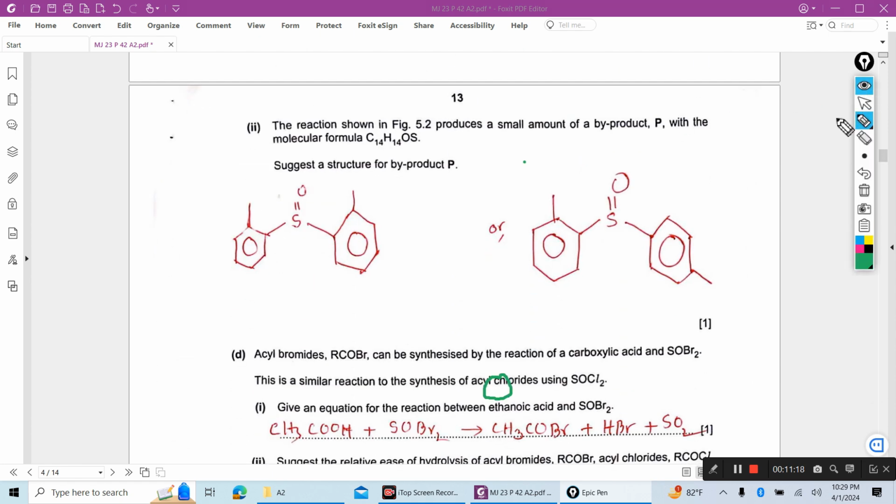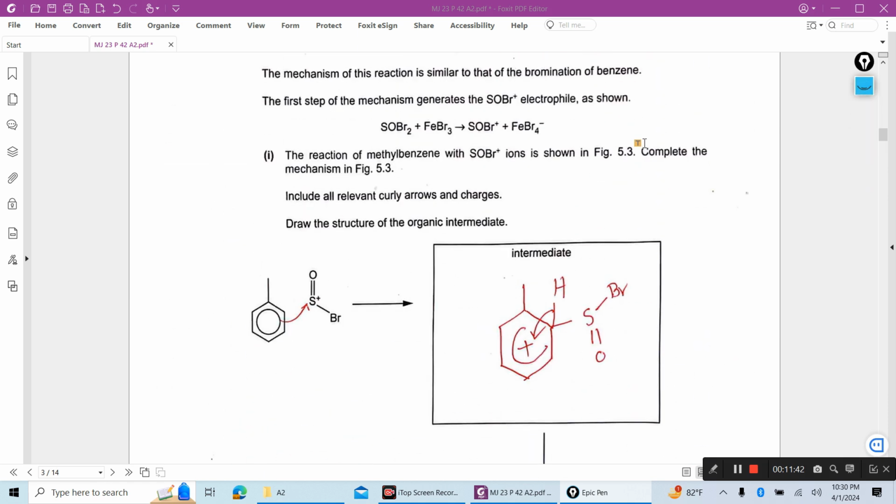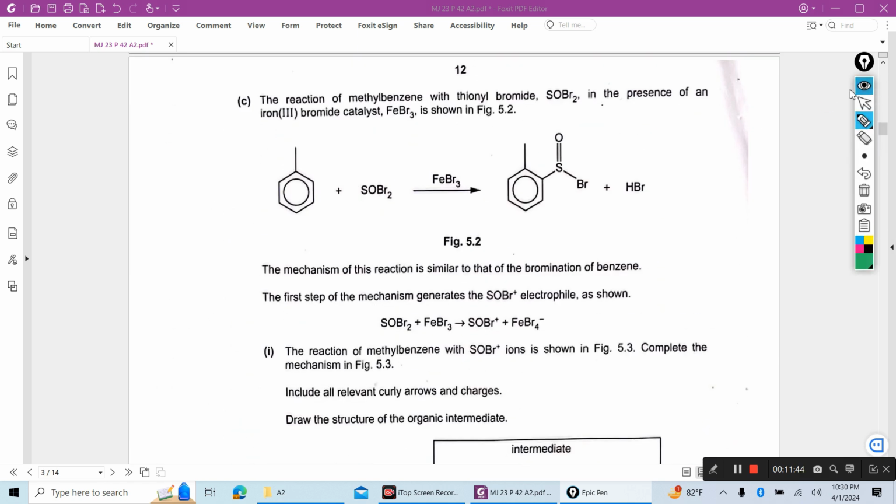Then you are asking next, the reaction shown in figure 2 produces a small amount of byproduct P with the molecular formula. Suggest a structure of the byproduct. And you see 5.2 here, when this breaks down, another methyl benzene will be added here.